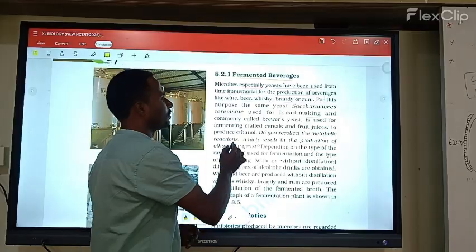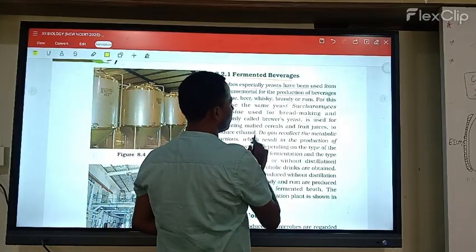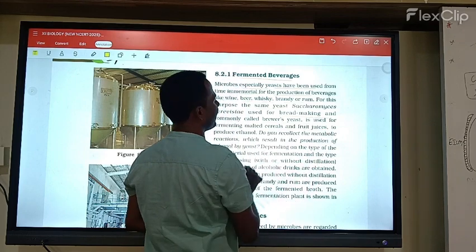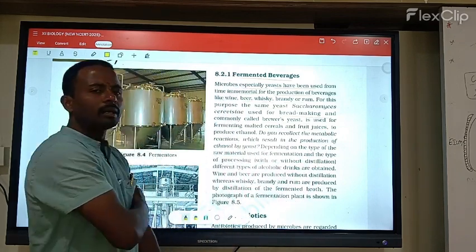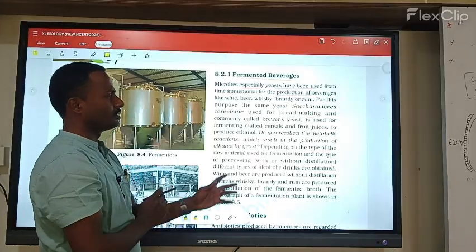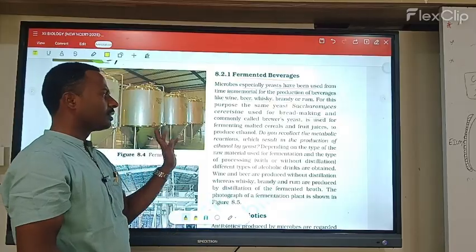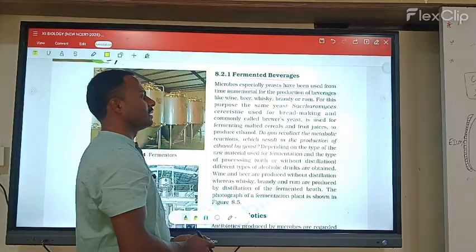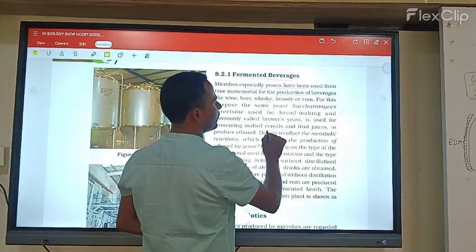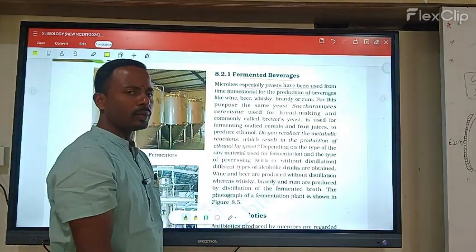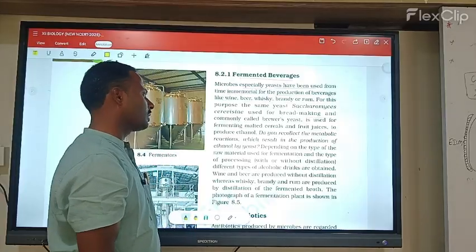They use it for fermenting malted cereals and fruit juices to produce ethanol. So the yeast Saccharomyces cerevisiae is used as baker's yeast, and some microbes are used for fermenting malted cereals and fruit juices for the production of ethanol.